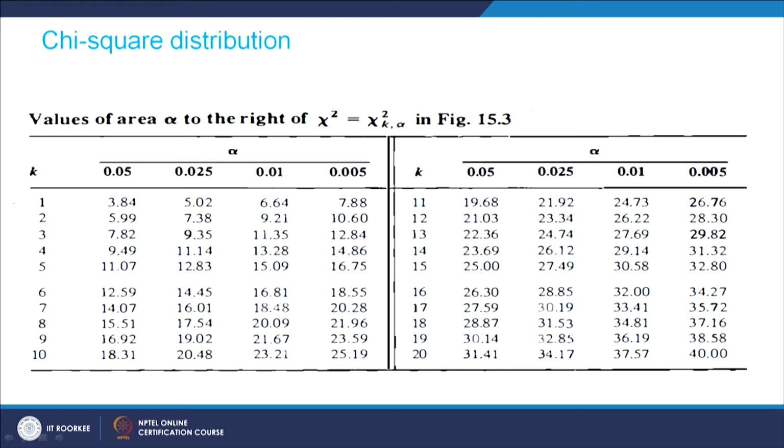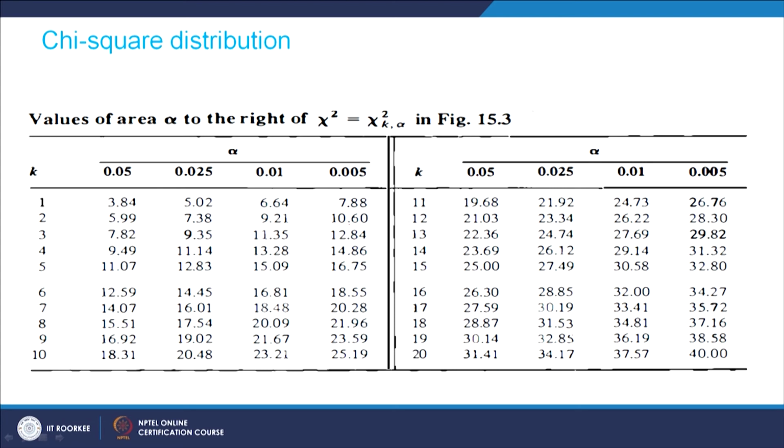So, for example, if my degree of freedom is, let us say, 2, and if my value of alpha is 0.01, then this is the corresponding threshold value, 9.21. What does it mean? It means that when I calculate the value of f hat, there is only a 1% chance that f hat would cross this particular value, 9.21. Similarly, the probability of f hat to be greater than 10.6 is only 0.005, or in other words, the probability of f hat to be less than 10.6 is 0.995.